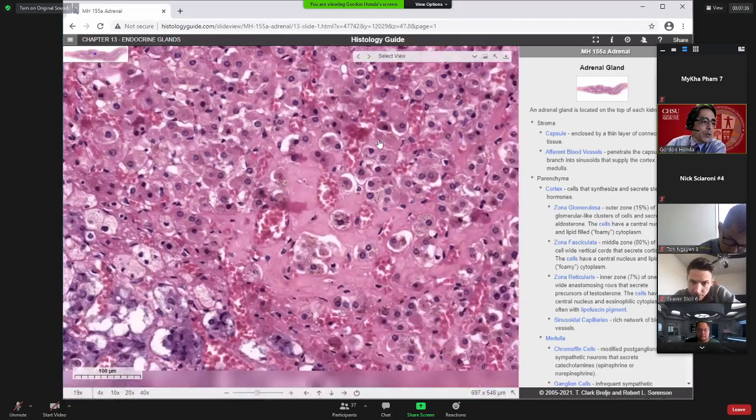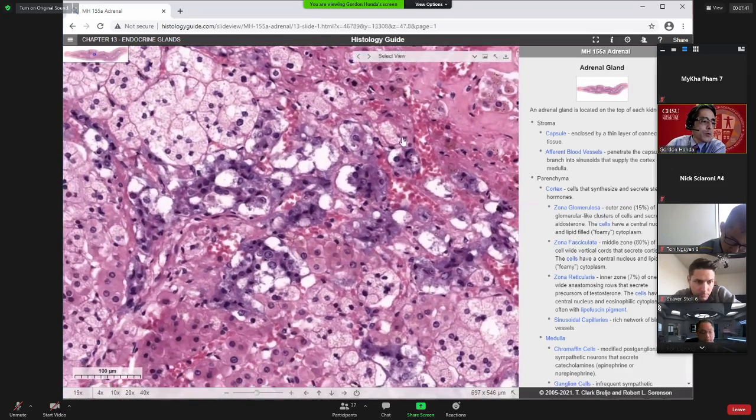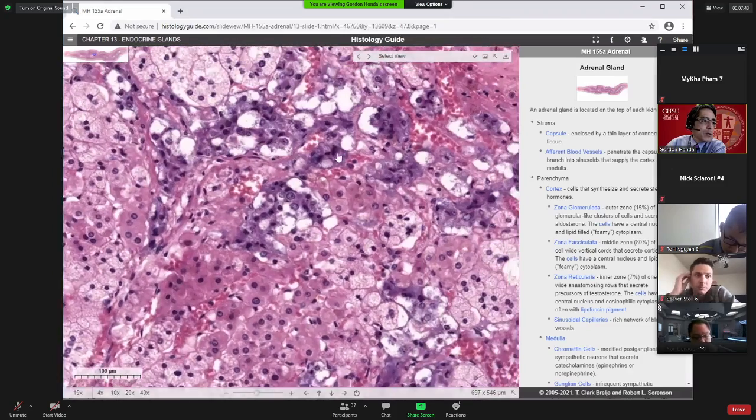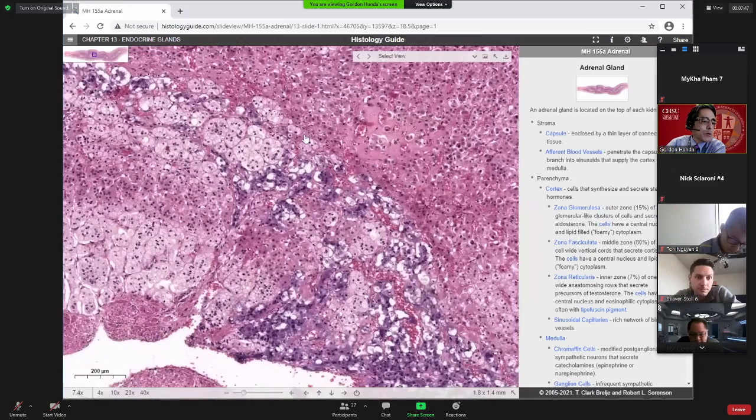Now, if we keep on going down deeper, now we're into the medulla. You can tell we're in the medulla because we start seeing these darker purple cells. This is kind of a weird area here. Let's try and find a better section here.